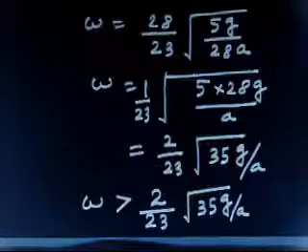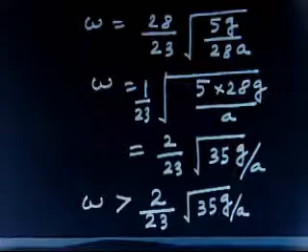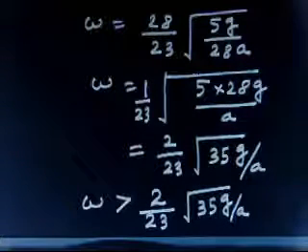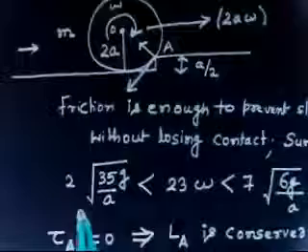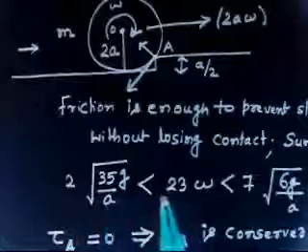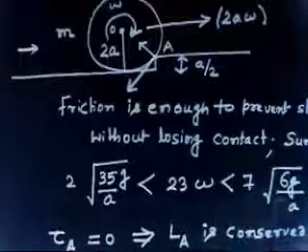Now once again, the second condition. We have said omega has a range, that is, omega should be greater than this value and omega should be less than this value. So we have found the first result, omega should be greater than this. What should be the condition so that omega is less than some value?